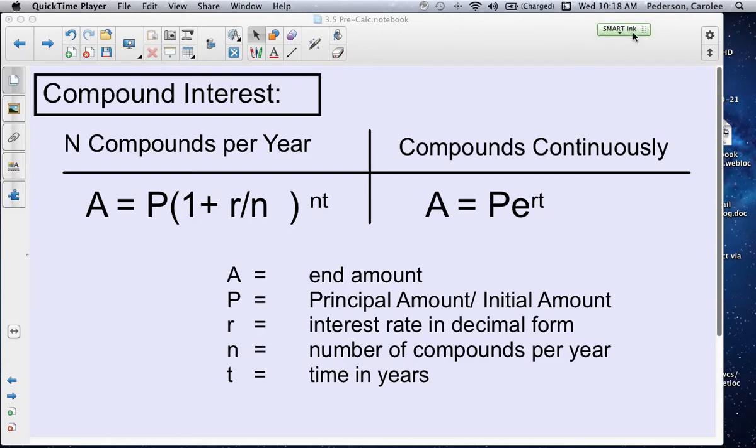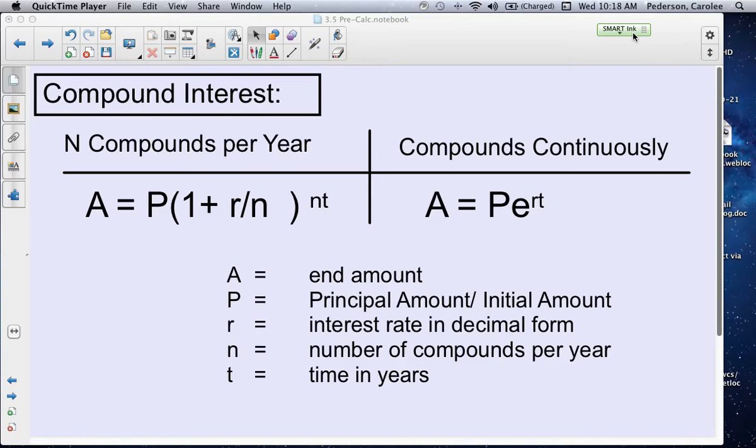3.5, day 1, part 4. This formula slide, don't write it down. You already have it in your notes. Reviewing compound interest, there are 2 formulas that we had you write down in your notes along with these pieces.